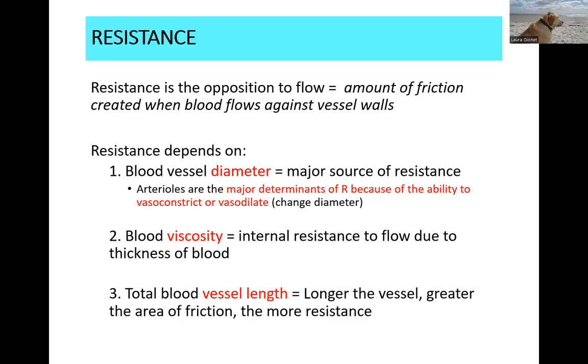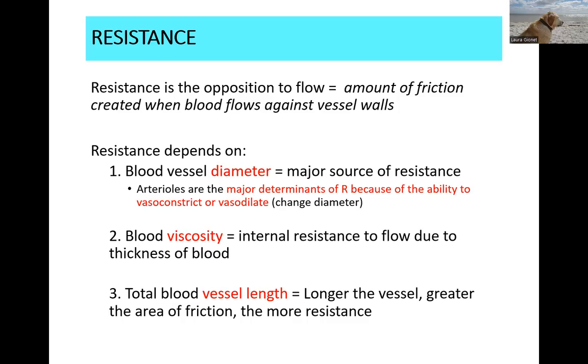Total blood vessel length. The longer the vessel, the more resistance. If blood has to pass through a very short artery, there's less opportunity for friction to occur and the blood flow doesn't slow down much. There's less resistance, and blood pressure would decrease.